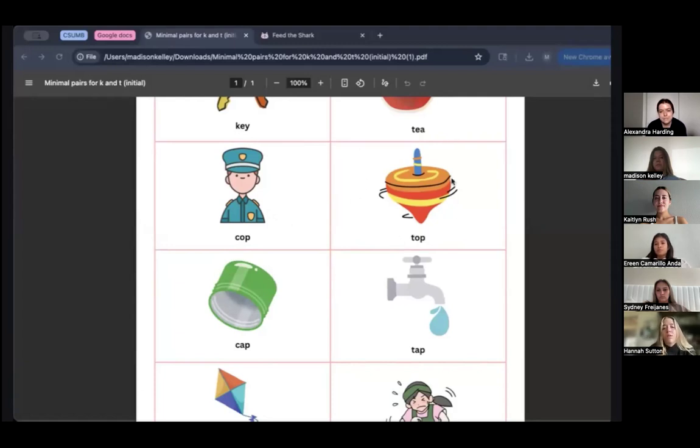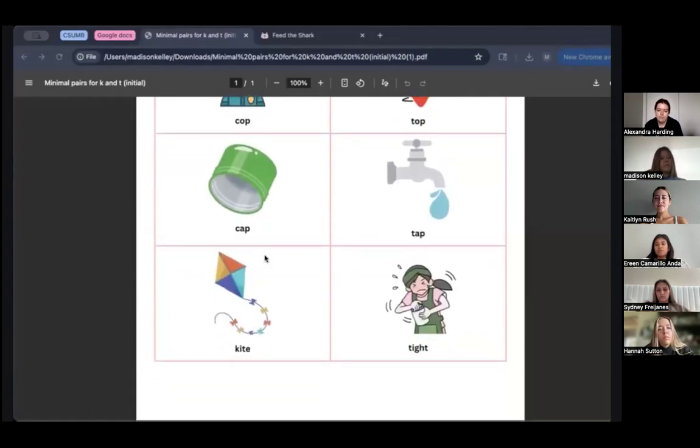Now say top, like the toy you spin. Top. Good work. You're showing me you know the difference. Okay, so we're going to move on to the next. Look at this cap, something that you put on your water bottle.